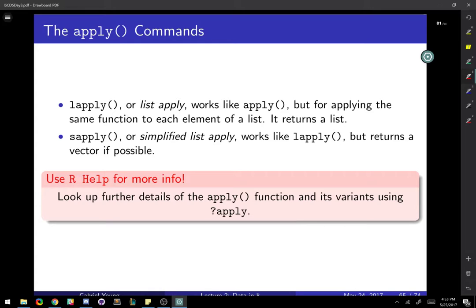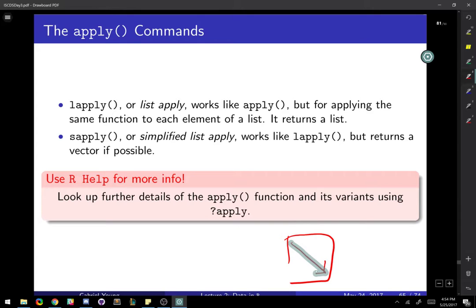sapply is a wrapper function. Essentially, it's just doing an lapply, but a little bit more simplified. So sapply, or simplified list apply, works like lapply, but it returns a vector if possible. If you do an lapply, it will, no matter what, return a list, and you might have to unlist it. So sapply is just saving you that one step. It's not that much more work to unlist something. It's just the function unlist. So look up further details of the apply function and its variants using question mark apply.